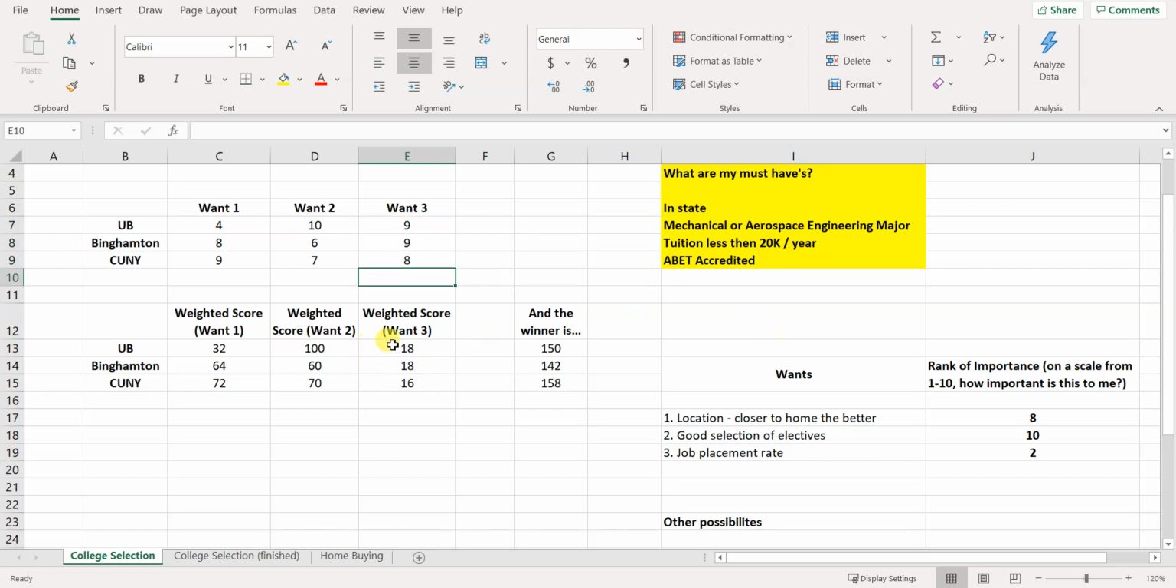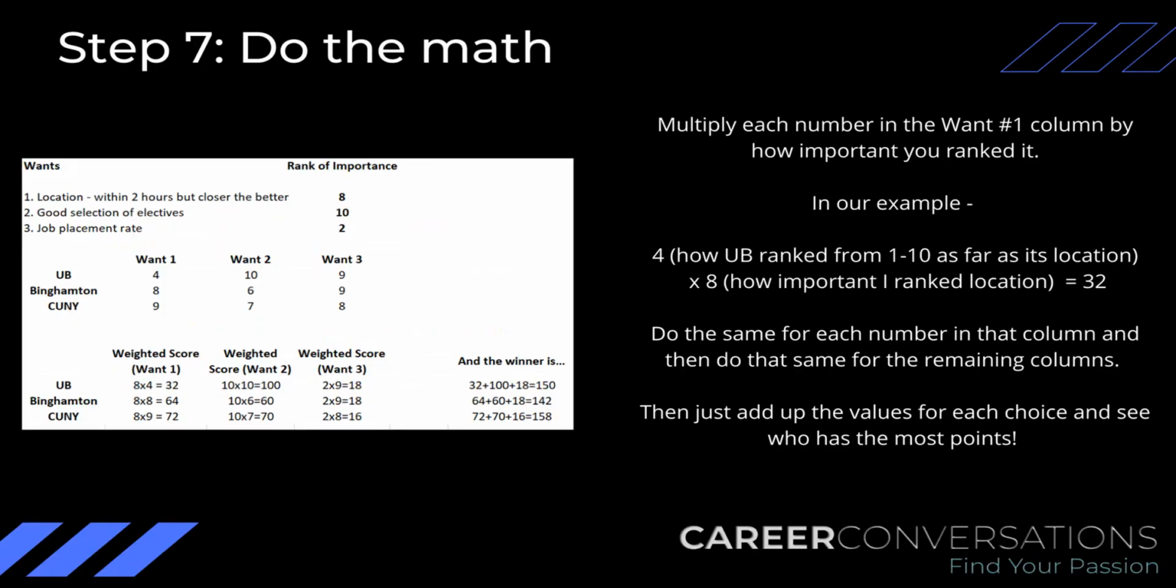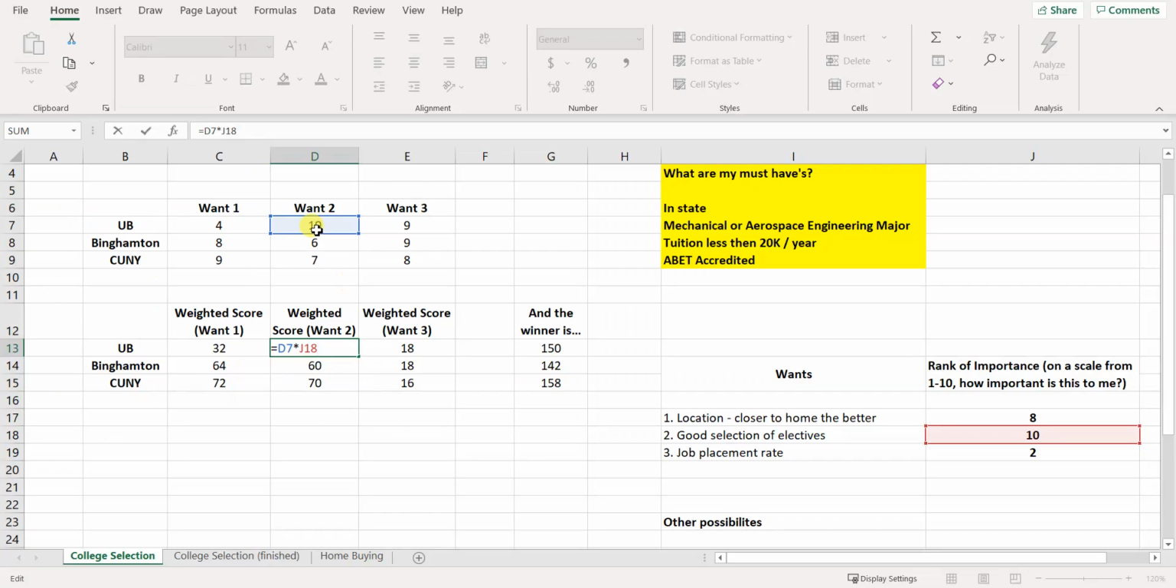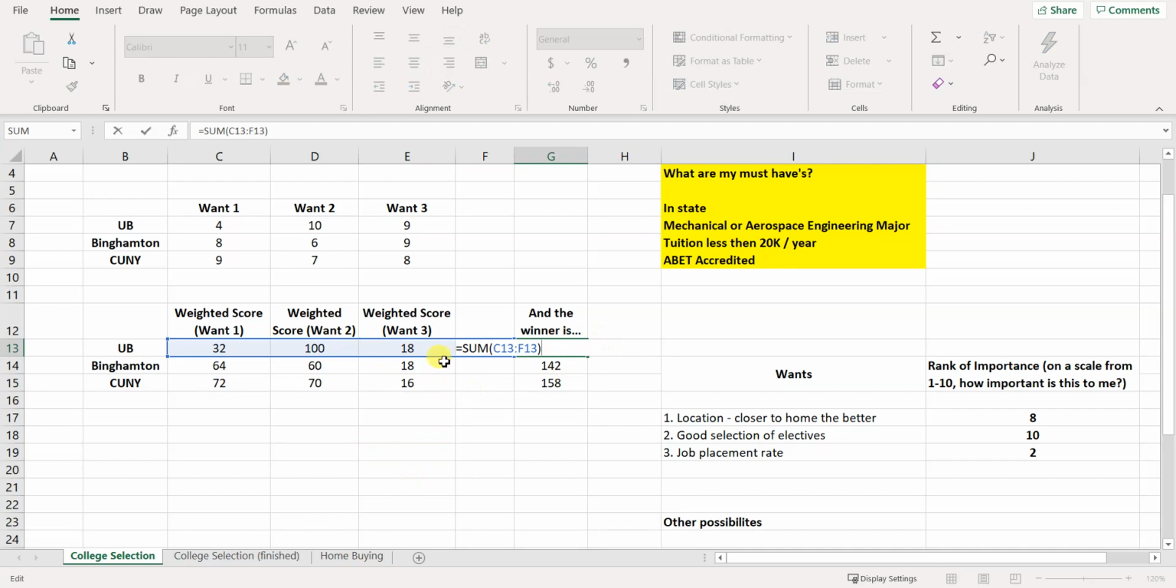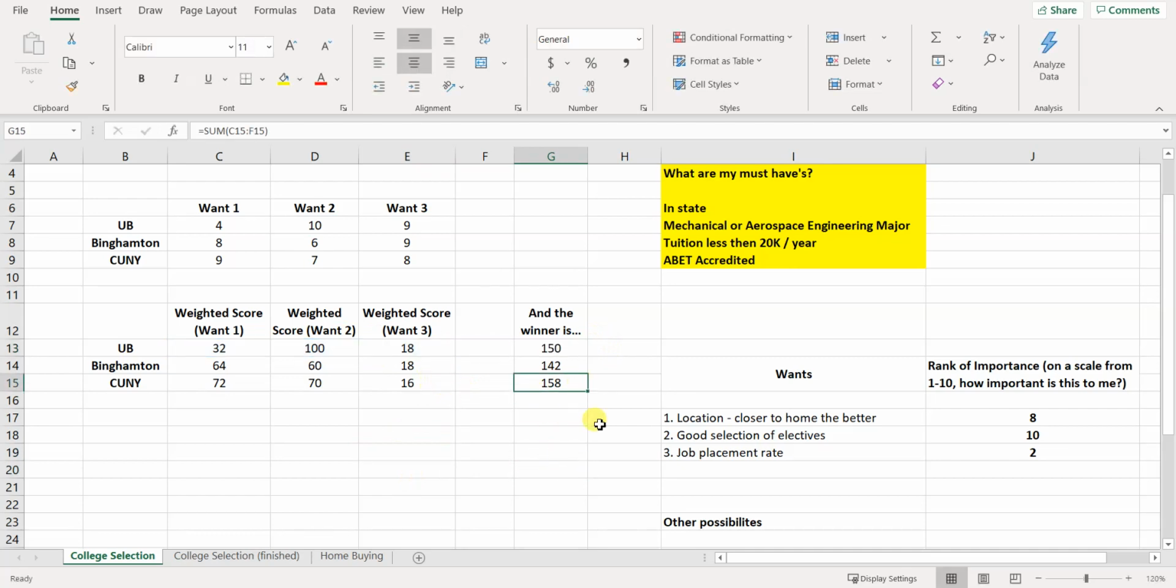And now you can see that all these weighted scores down here are saying, okay, you ranked this school that for want 2, and want 2 is worth this much, and it gives it the weighted score. And now what this is doing is summing up everything, and you can see that City University ends up winning.